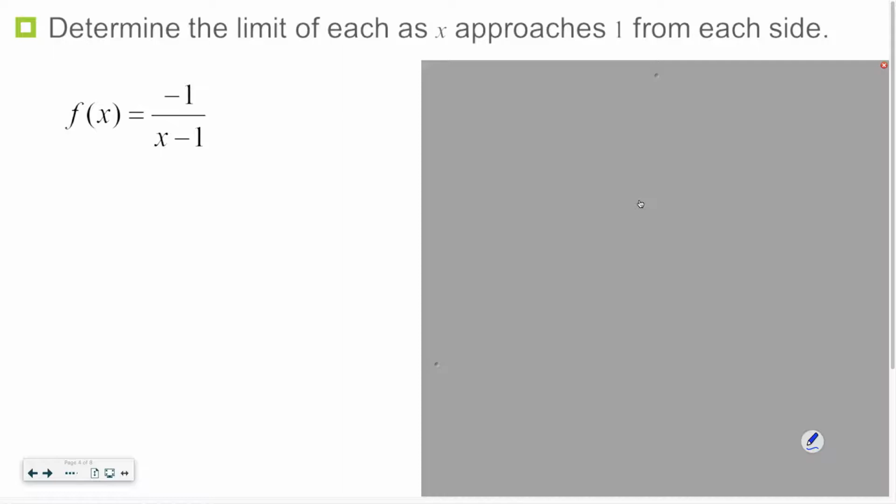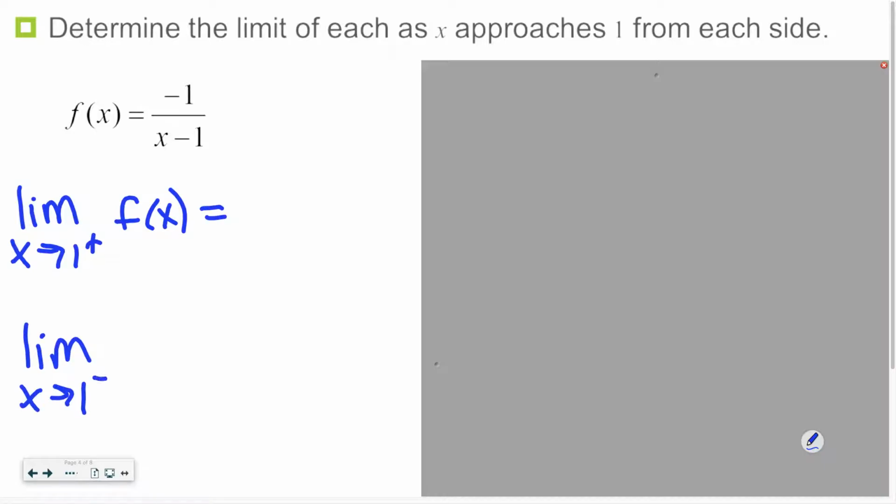Now, I am worried about the limit as x approaches 1. What do we know is happening at x equals 1? There is a vertical asymptote. So before you say doesn't exist, first of all, we need to think about what's happening on the right and what's happening on the left. So let's take the limit as x approaches 1 from the right side and the limit as x approaches 1 from the left side. Okay. So we have a vertical asymptote at x equals 1.